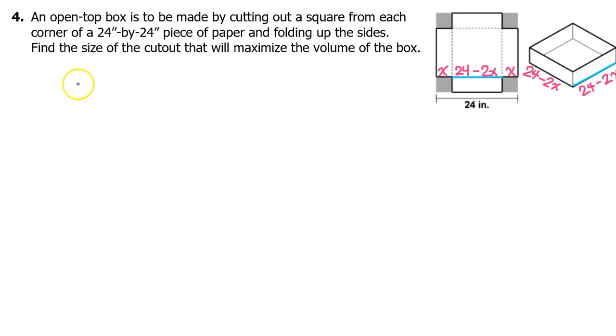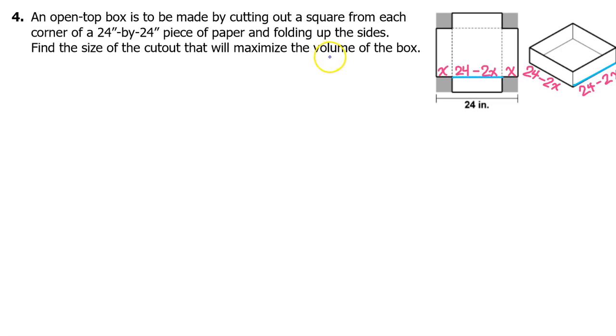Most optimization problems involve a primary equation and a secondary equation, where the primary equation is the quantity you are being asked to maximize. So let's think about what the primary equation would be. We are being asked to find the size of the cutout, in other words, the value of x, that will maximize the volume of the box.